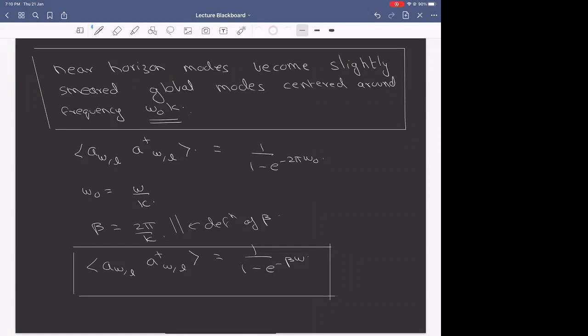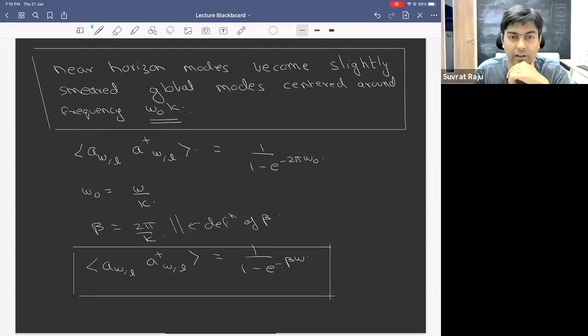Tunir, you can go on. Shouldn't the occupancy be A dagger A instead of A dagger? There is another occupancy for A dagger A. This is the occupancy for A dagger. The A dagger A occupancy has an e to the minus beta omega in the numerator. You can always get that occupancy by using the fact that the A A dagger commutator is 1. This is the answer for A dagger. If you put the A dagger first, you'd get an additional e to the minus beta omega in the numerator.